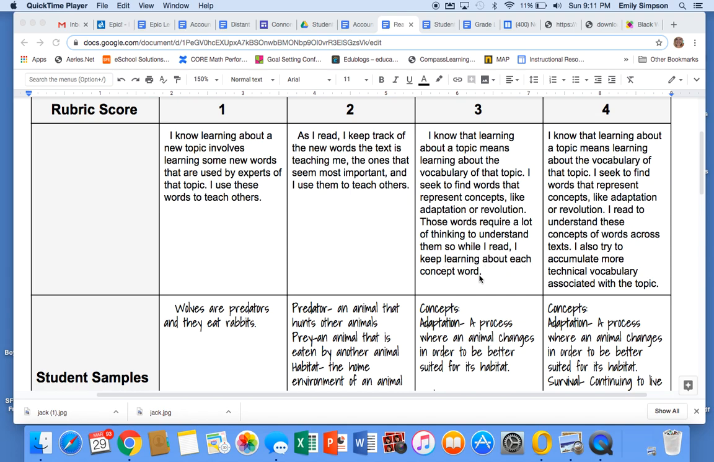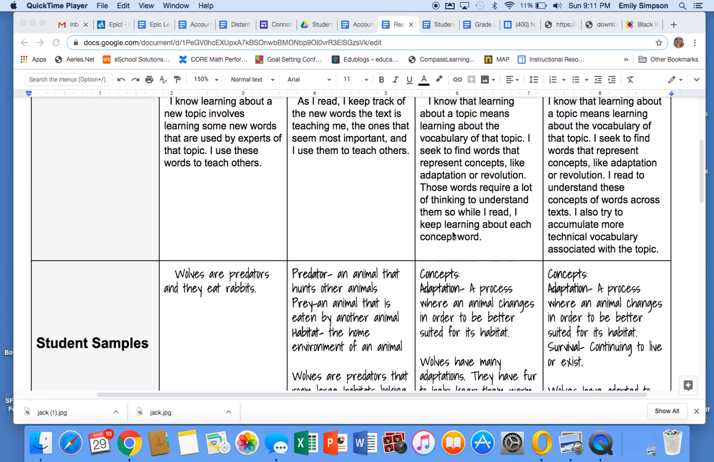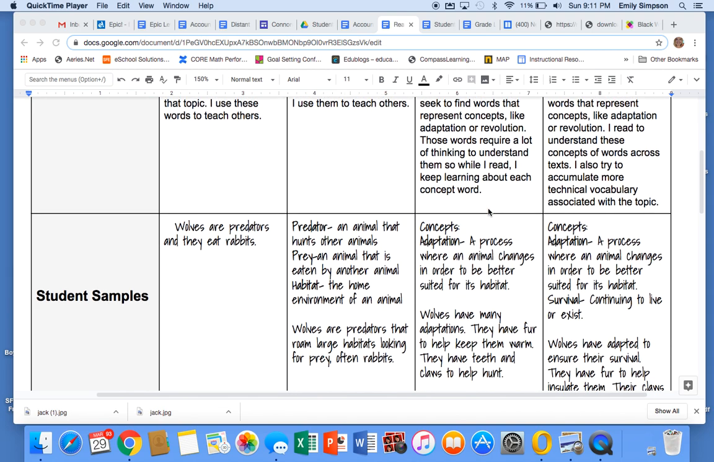Now, when we're thinking about concepts, they are big ideas about your topic, and so you're going to be introduced to these ideas over and over again. And there's often entire books on these, like the American Revolution or the adaptations of wolves, or entire chapters on these. So these are big concepts, big ideas, ones that you're introduced to over and over again. And just like this text says, it requires a lot of thinking. So you'll have to do a lot of reading to really understand these big ideas.